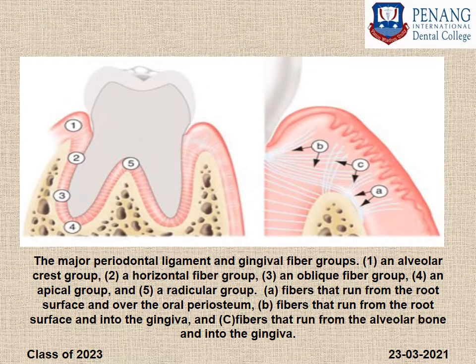Okay, next coming on to the structures of the periodontal ligament. So the major periodontal ligament fibers and the gingival fiber groups. Here you can see that in the case of the periodontal ligament, you do have 5 different types of periodontal ligament fibers, starting with your alveolar crestal group, and then your horizontal group of fibers, your oblique group of fibers, your apical group of fibers, and then your interdental group of fibers. Apart from this, you also have your transeptal fibers, which form a part of your periodontal ligament fibers.